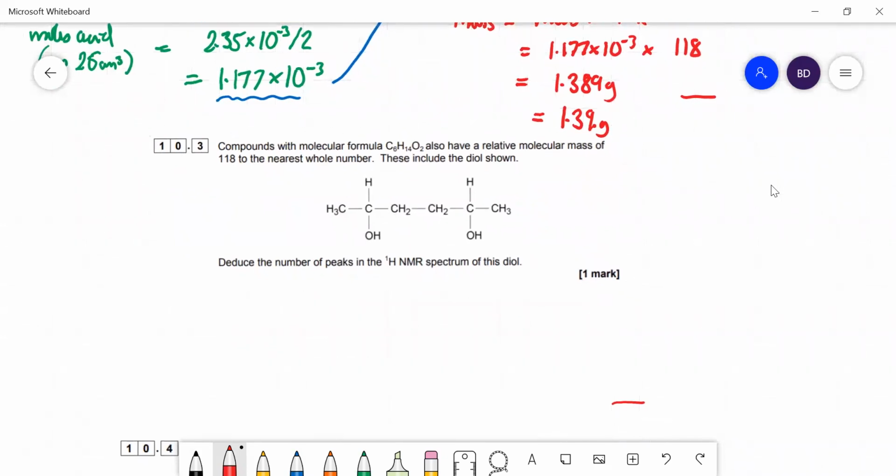Okay, continuing on with compounds with a relative molecular mass of 118 to the nearest whole number. This includes a diol. Deduce the number of peaks in the 1H NMR spectrum of this diol. Now, there's quite a bit of symmetry in that molecule. So you can see that those protons there are in the same environment as those. So that's 1 peak. The 2 alcohols are in the same environment because of the symmetry, so that's 2 peaks. And then these are in the same environment again because of the symmetry, so that would give us 3 peaks.